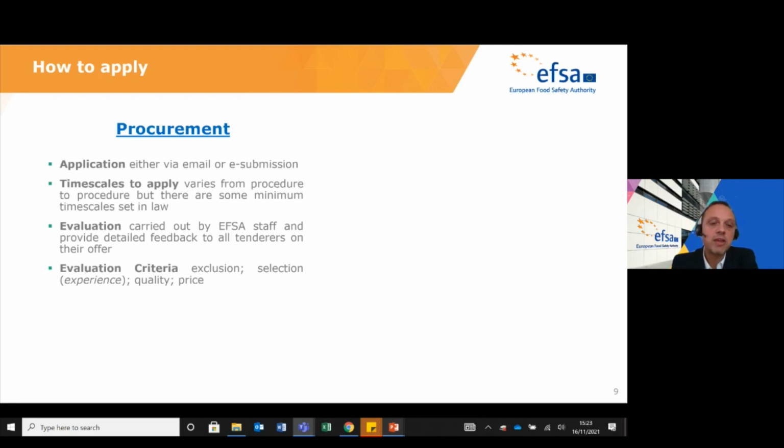The evaluation process is always done via a number of mandatory steps. There will be criteria that will be screened and assessed. Exclusion is the first criterion, for instance, bidding from a country that has no access to the market would be a reason for exclusion. Then the selection criteria, which look into the experience and the professional capacity of the organization. And then the quality, which is intended as the quality of the technical offer itself. And finally, the price. So this is about procurement.